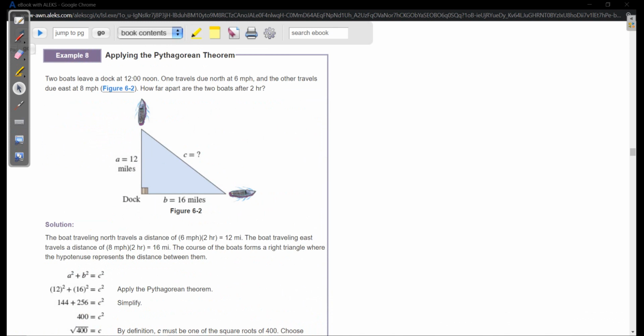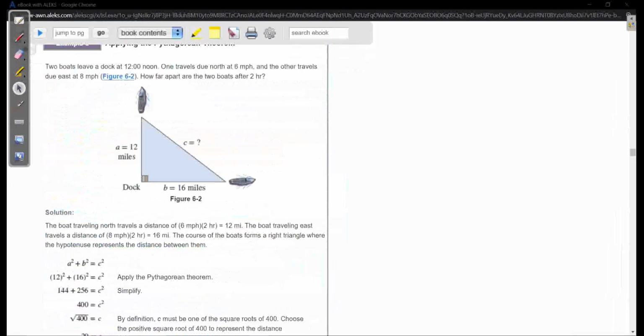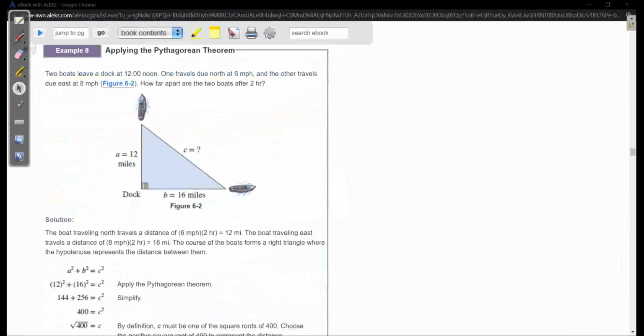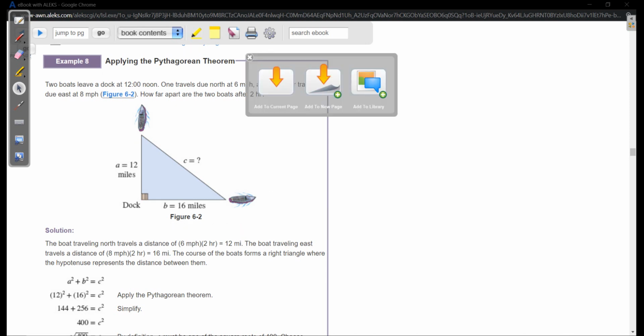Right? So now let's apply the Pythagorean theorem in the same way, right? There's not much different from this particular problem, and just simply solve for the triangle that we did on example 7. But we'll do it.